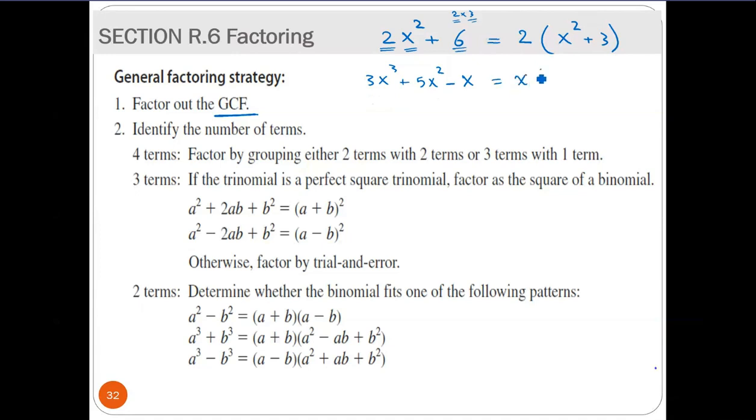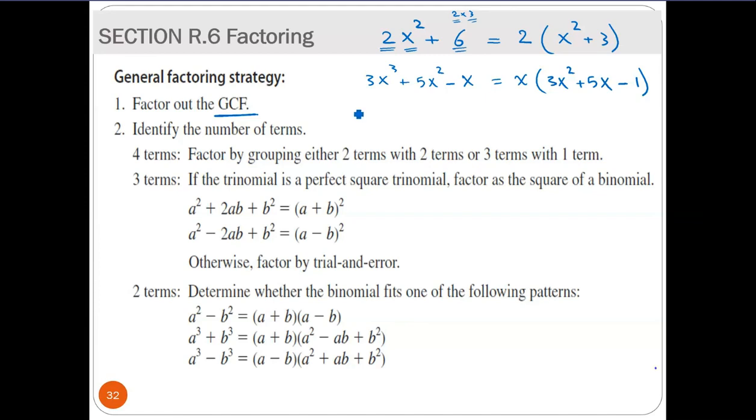So we have x, so we have 3x squared plus 5x minus 1. If you take x as common factor, the coefficient is still 1. Okay, Rawan, the coefficient of x is 1, negative 1, so put it negative 1. Sometimes we can take the number with the variable.